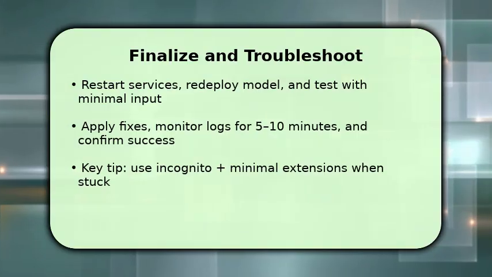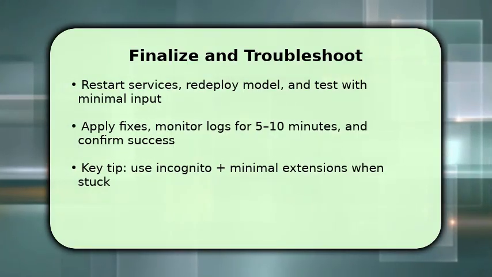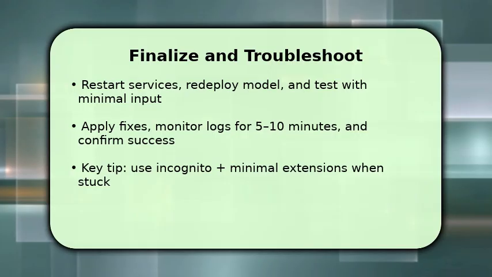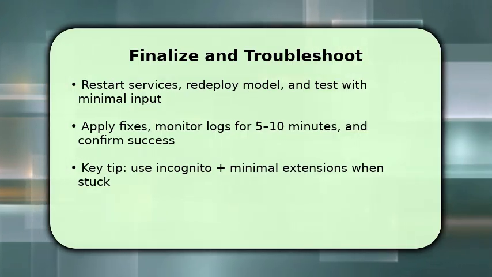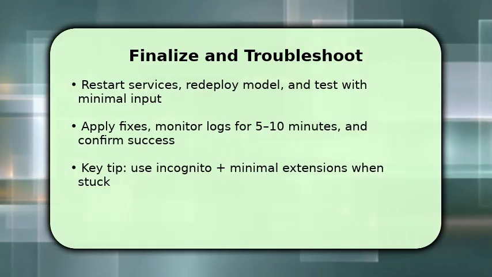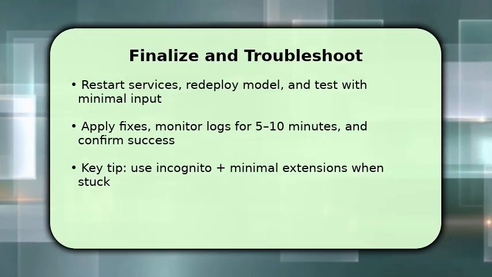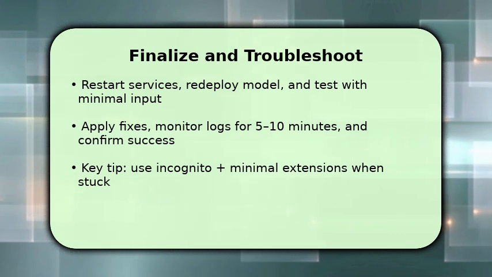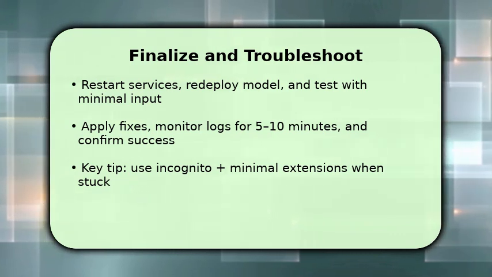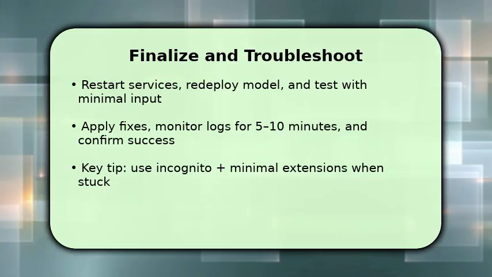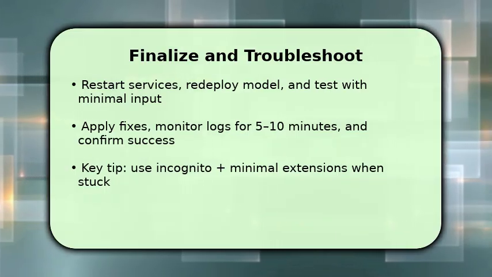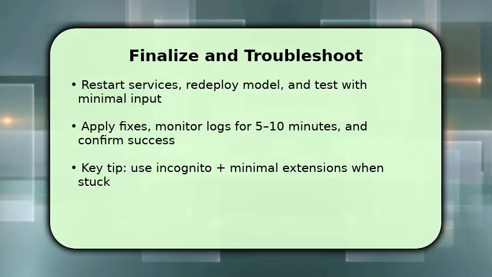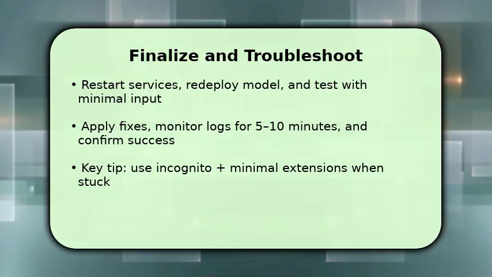Finish by applying identified fixes and validating behavior. Redeploy the model or restart the AI Studio session, then test with a small, known good input to isolate variables. Monitor logs and cloud monitoring for 5-10 minutes to confirm no new errors appear, and walk through permissions or regional fallbacks if issues persist. If you still see problems, try incognito mode with minimal extensions and a different network. This eliminates local cache or extension interference and often resolves stubborn UI or auth problems.